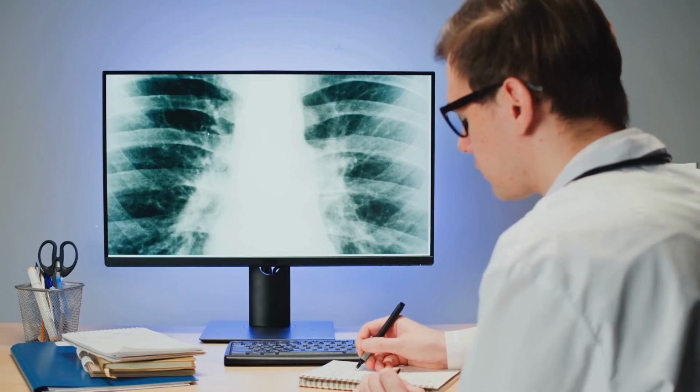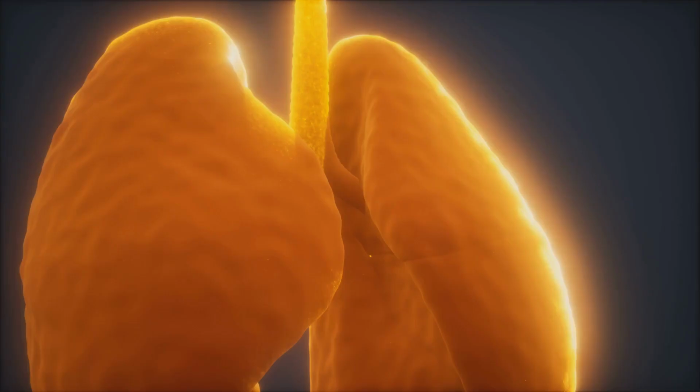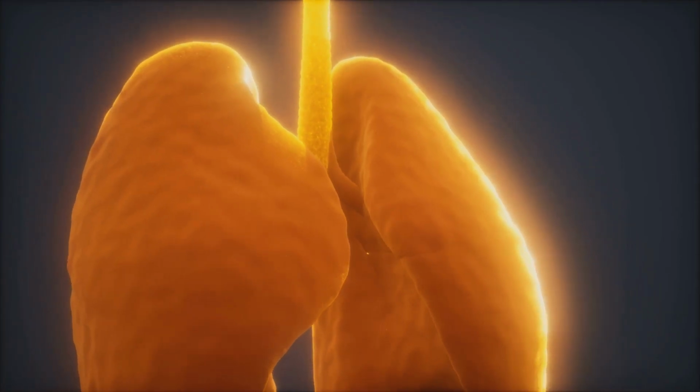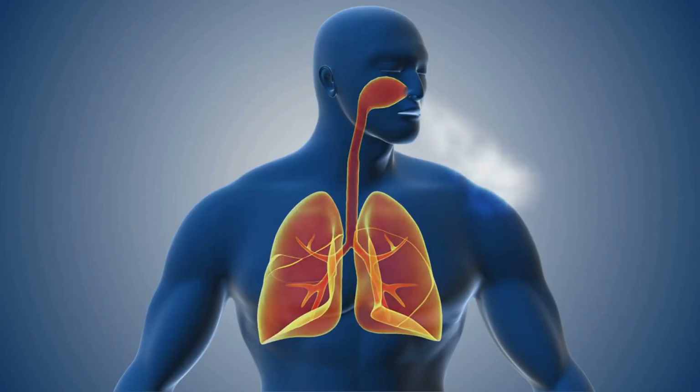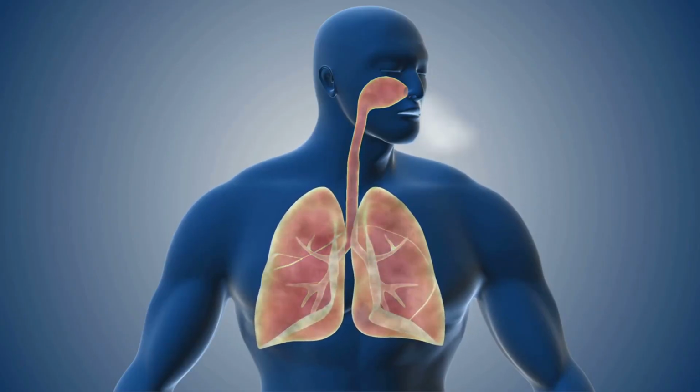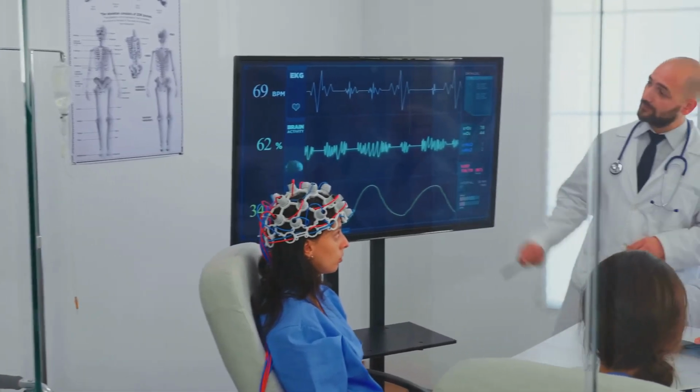Our lungs play a crucial role in maintaining this balance. They control the amount of carbon dioxide, or CO2, in our blood. CO2 is slightly acidic. When we breathe out, we remove CO2. This helps to regulate our blood's pH level.